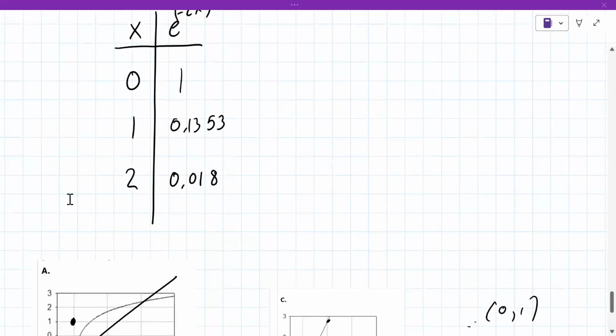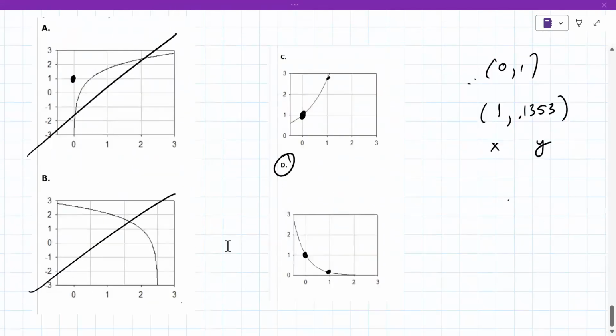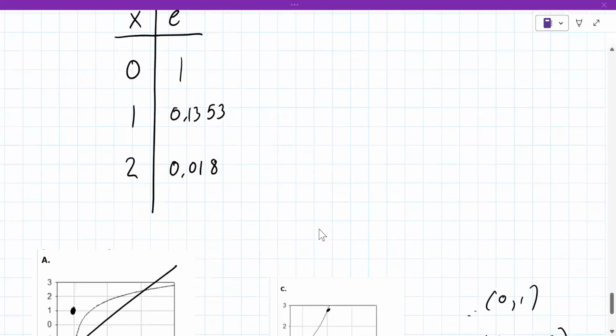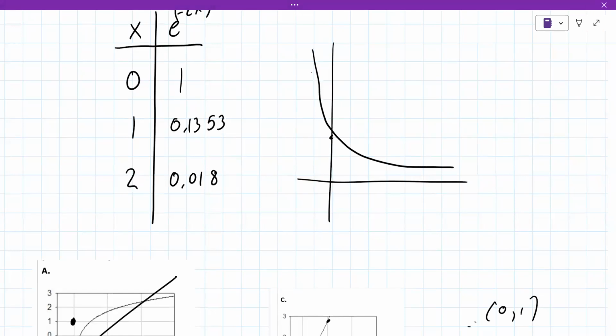In terms of how you answer it, you have to show the T-chart, and then I would probably show a quick graph of these. I guess I would show the one that's correct, or just say graph D as well. Yeah. Oh, you know what? There were two more graphs.